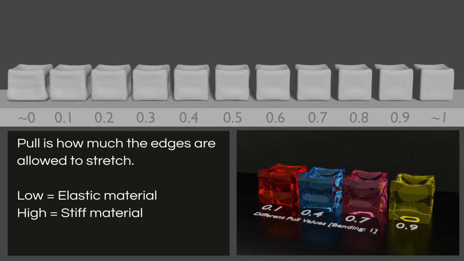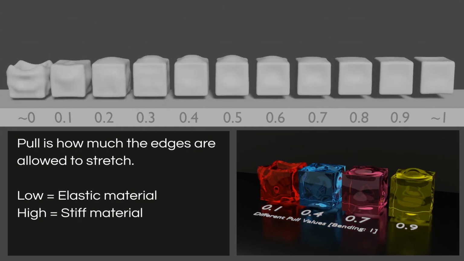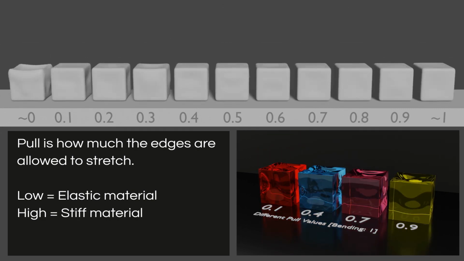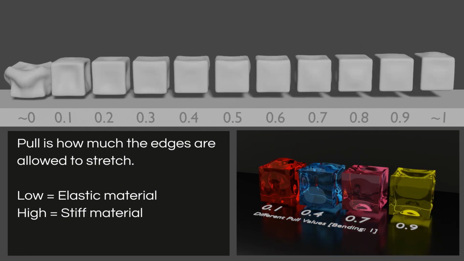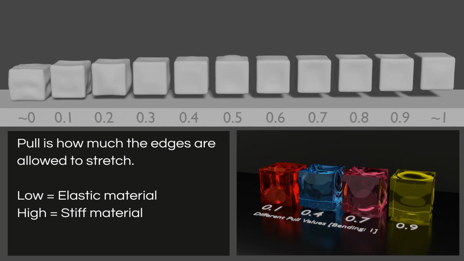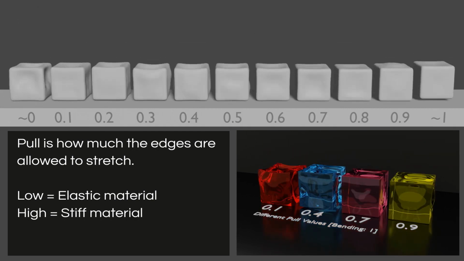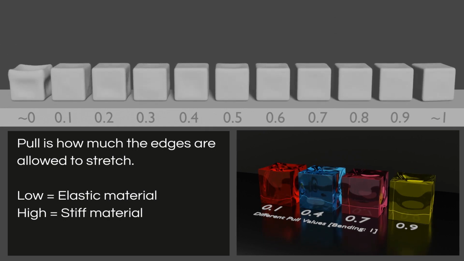Let's start with push and pull. Pull is how much the edges are allowed to stretch. A low value means an elastic material, and a high value means a stiffer material that resists being pulled apart. 0.5 is the default for this value. I use 0.01 for the first one because giving 0 doesn't work at all. Also, 0.999 kinda jumps randomly, so avoid using it.